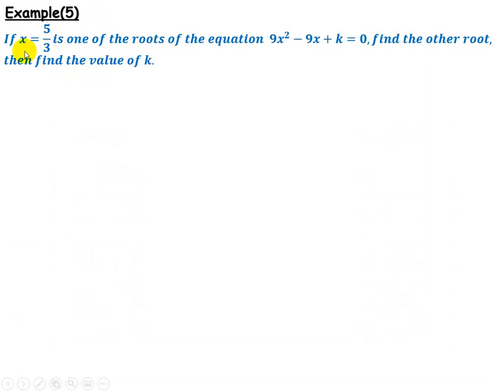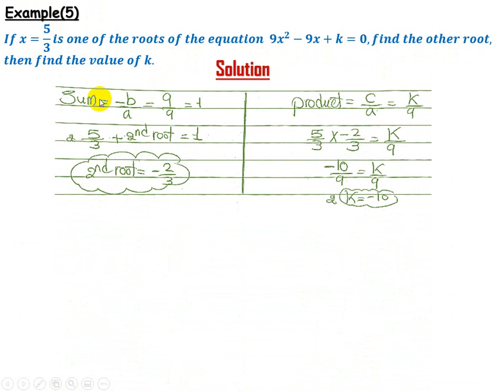Example number 5. If x equals 5 over 3 is one of the roots of the equation 9x squared minus 9x plus k equals 0, find the other root and then find the value of k. You have here the sum of the roots equals negative b over a, which means negative 9 over 9, which is 1. So one of the roots, 5 over 3, plus the second root equals 1. So the second root is 1 minus 5 over 3, which is negative 2 over 3.